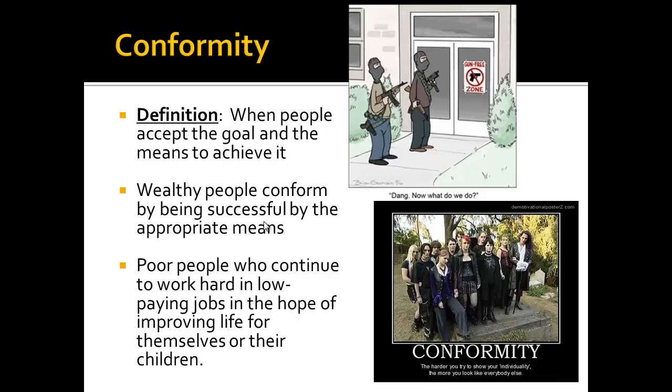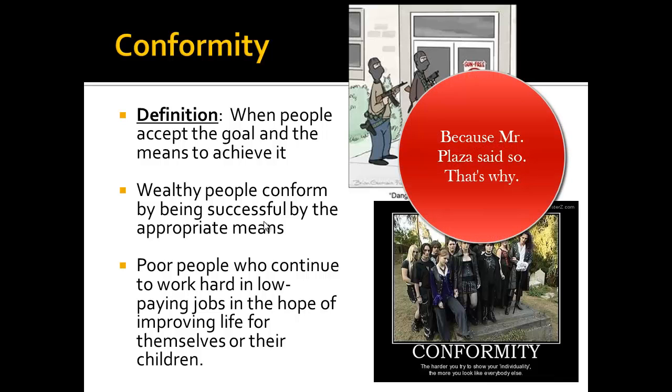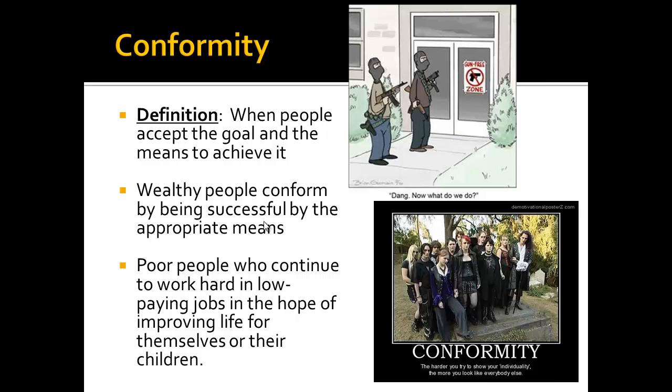Okay? Now, in a school setting, the best example I can think of is that every single person in here who's taking notes and paying attention is conforming. Why? Because you have the goal in mind that you want to get an A, and you're going to get an A by taking notes, by listening to the teacher, and by studying. Okay? That's considered behavior that is conforming. Okay? So you've accepted the goals and you've accepted the means.